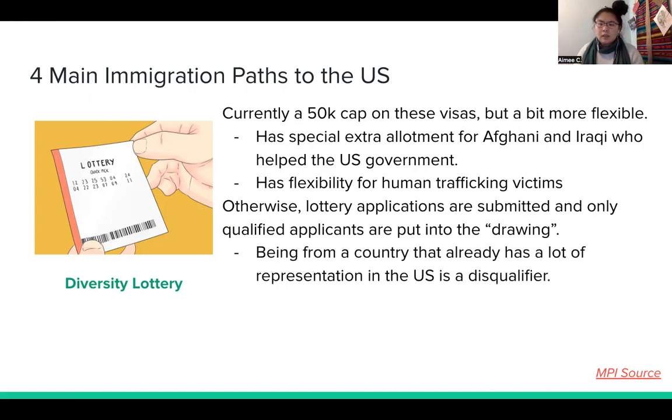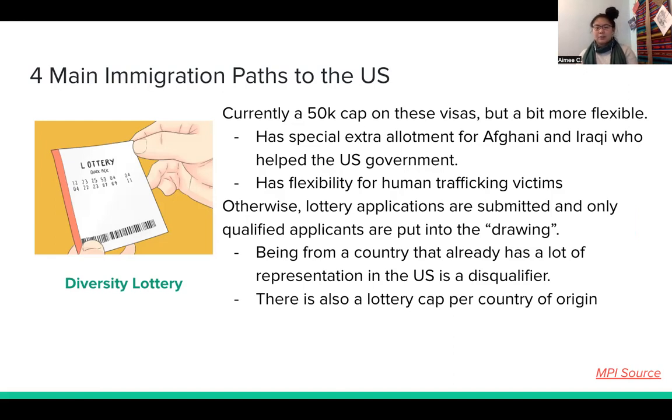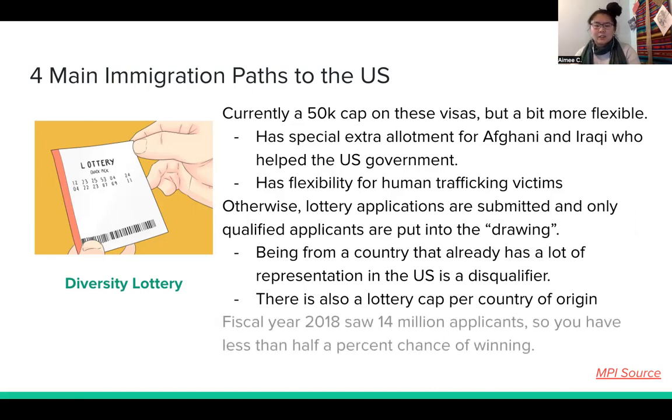One thing that would disqualify you is if you're from a country that we already have a lot of representation from here in the US. So big ones are, I believe, Mexico and China and India, probably a couple others, or I think a lot of others actually. And there's a lottery cap per country of origin as well. So even if you're not from one of those big name countries, there's still only a certain amount of space for you according to this diversity lottery.